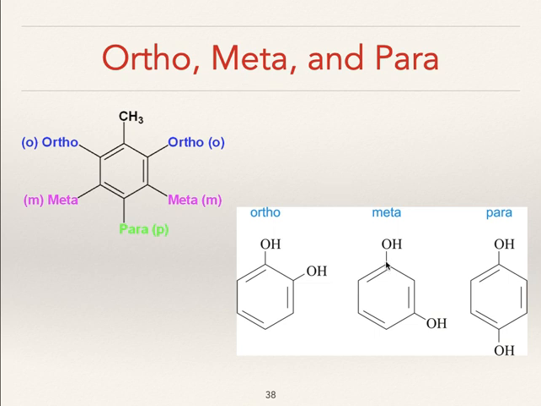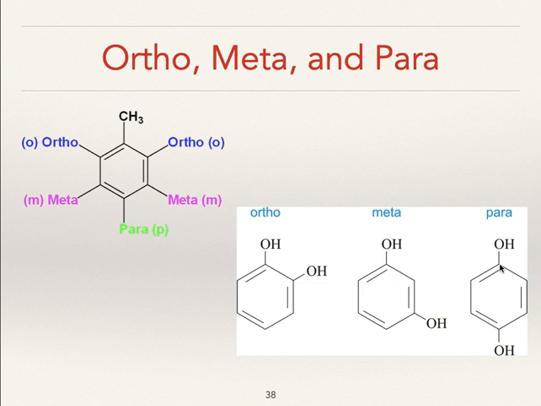Meta. All right, now if it's meta, there's going to be one space in between them. So instead of calling this 1,3-dihydroxybenzene, we can simply call it meta-hydroxybenzene. And finally, para means that, well, here it is, whatever you're putting on the benzene has to be on opposite sides of the molecule.